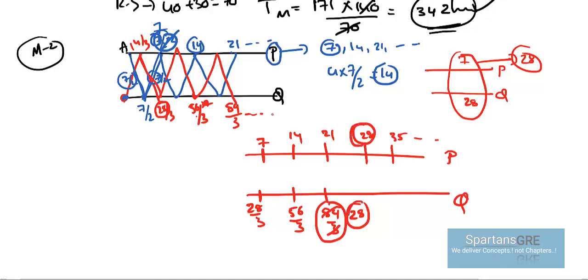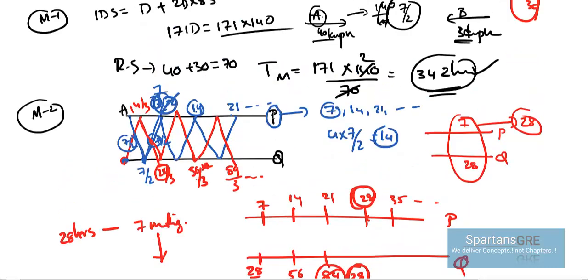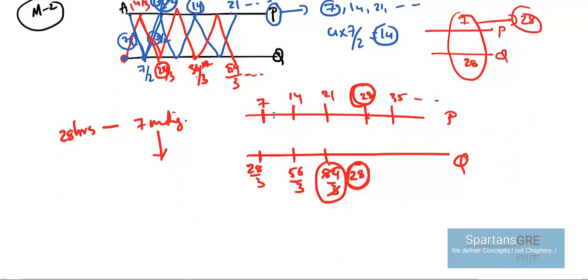That means exactly after 28 hours, A will reach P and B will reach Q at the same time. So here the cycle is 28. So for every 28 hours, there will be how many meetings? For every 28 hours, there will be exactly 7 meetings, right? Now, we want how many meetings? We want 86 meetings, right? The question is the 86th meeting.